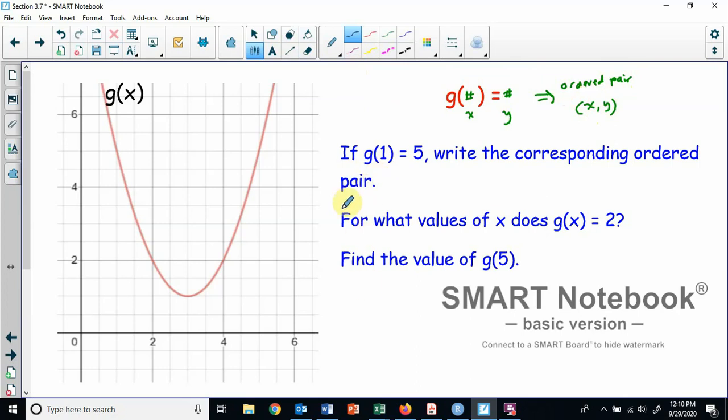Now these will be on the test. So look at the first one. It says if g of 1 equals 5, write the corresponding ordered pair. So look, we know this is the x that goes inside there. We know this is the y. What point is this representing? What ordered pair? I'm not using the graph at all. I'm just using this. I have the ordered pair 1, 5. It's a really easy question.